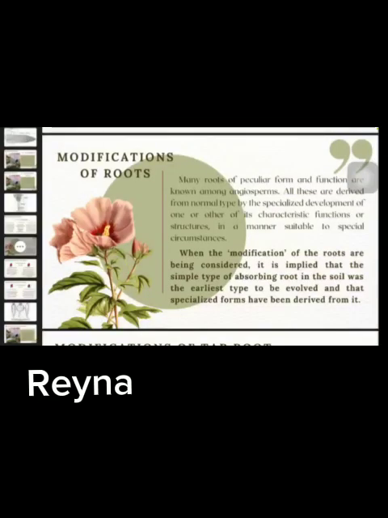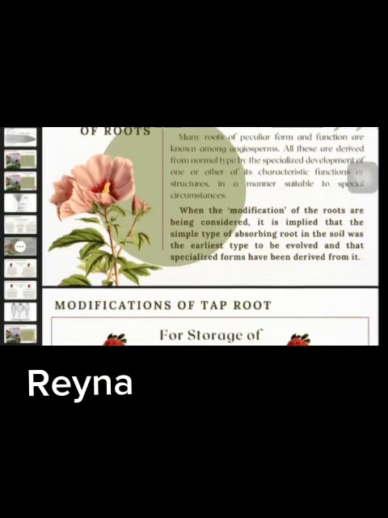Modifications of roots. Many roots of peculiar form and function are known among angiosperms. All these are derived from the normal type by the specialized development of one or other of its characteristic functions or structures in a manner suitable to special circumstances. When the modification of the roots is being considered, it is implied that the simple type of absorbing root in the soil was the earliest type to be involved and that specialized forms have been derived from it.